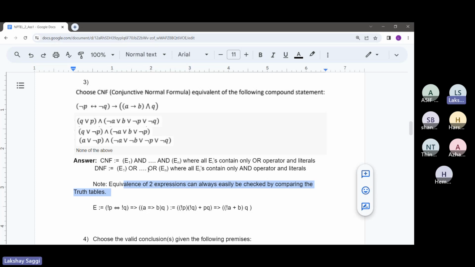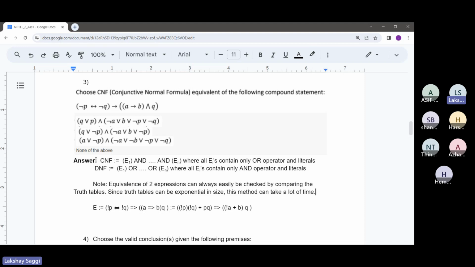But note that if the expression has n variables, then the truth table will be of size 2 to the n. So truth tables can be very large in size. Since truth tables can be exponential in size, this method can take a lot of time. So the truth table is a very heavy hammer, by which we can solve all the equivalence problems.